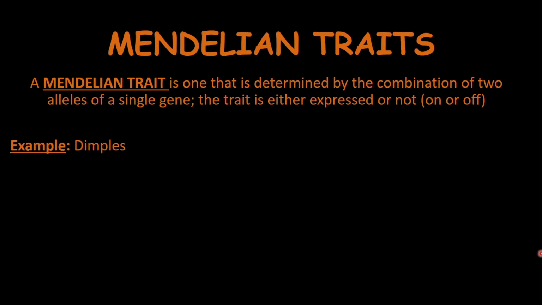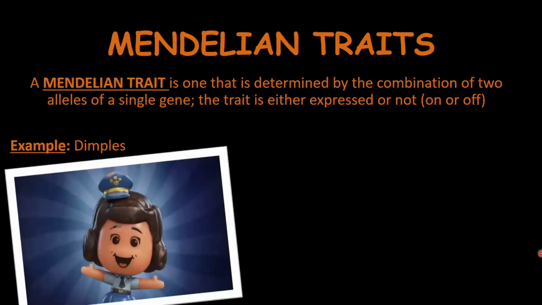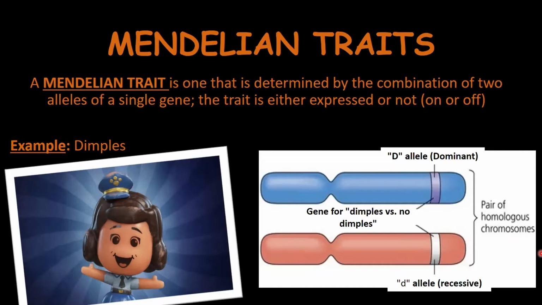So for example, we'll go with dimples. So this is Officer Giggle McDimples from Toy Story 4. And so she clearly has dimples. And so as we mentioned before, two alleles inform the gene for dimples. So there's the dominant, which is usually represented by the capital letter, and then the recessive, which is lowercase. And so to have dimples, you either have two dominant or one dominant and one recessive. If you have two recessive, then that means you don't have dimples. And again, those alleles are located at the same place on each chromosome.